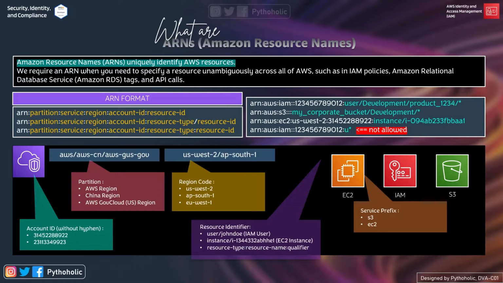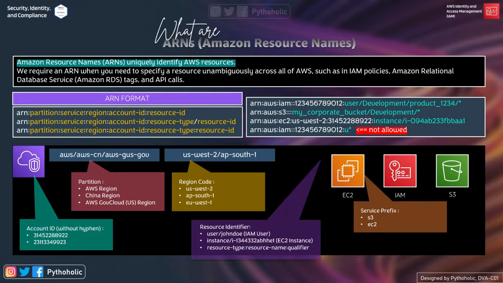Next is ARN:AWS:EC2, and we have the region name mentioned here, US West 2, and then the account ID, the resource type, that is instance, and the resource ID. This is one of the examples. Here you can see we have the ARN for the EC2 instance with the region, account ID, resource type and resource ID. Lastly, we have ARN:AWS:IAM with account ID:user/star.